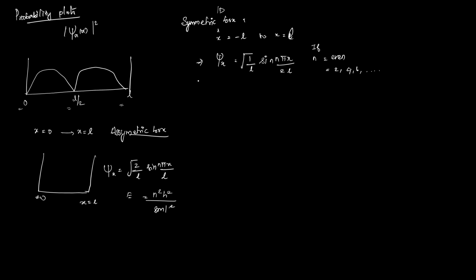Okay, so in case of your odd n values, in that case your psi x is going to be equal to root of 1 by L cos n pi x by 2L வந்து ஈக்குவலாக இருக்கும். ஸோ n is going to be odd for this case. If your n is going to be odd for this case, that means 1, 3, 5, 7 values வந்து இருக்கும். And the energy for your symmetric box is going to be slightly different. Okay, so energy for your symmetric box is going to be n square h square by 32 ml square. So this is a completely different scenario.